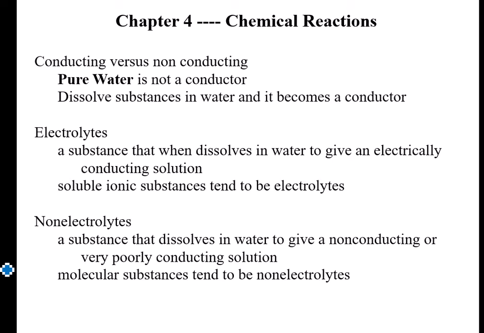Now, we classify things that we dissolve into two major categories. Electrolytes, which means when they dissolve, they cause the water to conduct. And these tend to be the soluble ionic compounds, which we're going to get into in a few minutes. And then non-electrolytes, which is when a substance dissolves and gives a non-conducting or a very poorly conducting solution. And these tend to be molecular substances. Okay? And so we'll see that too.